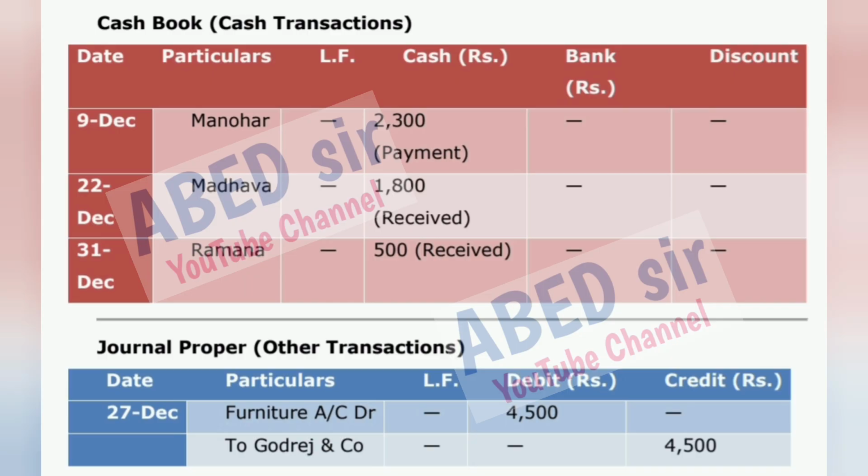9th December Manohar, 2300 payment. 22nd December Madhva, 1800 received. 31st December Ramana, 500 received. Journal proper, other transactions. Date, particulars, LF, debit Rs, credit Rs. 27th December furniture A/c Dr, 4500. To Godrej & Co, 4500.